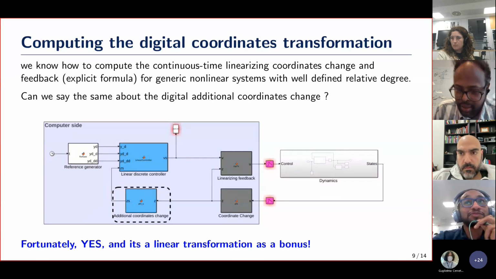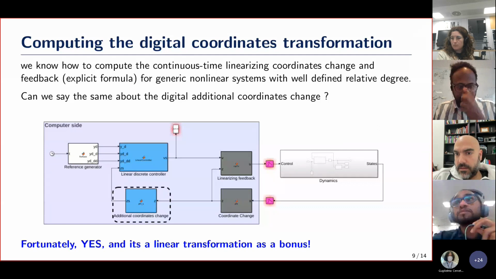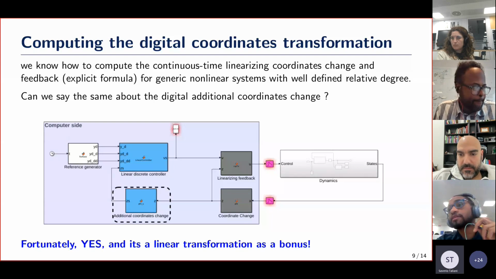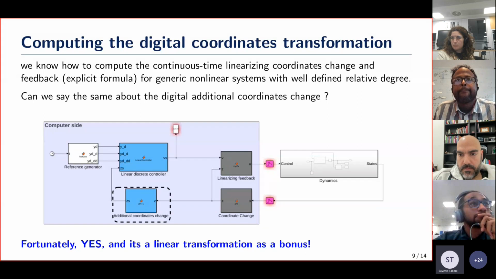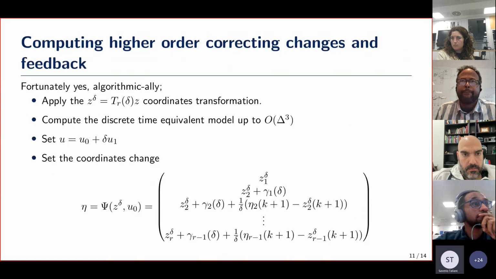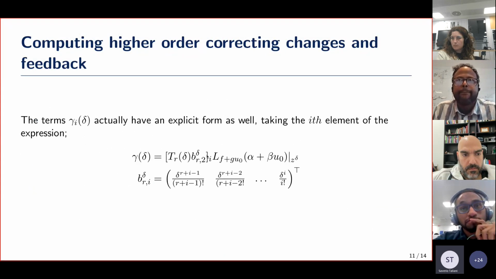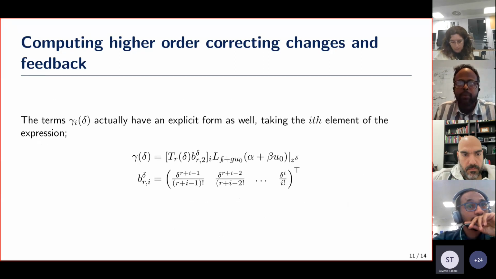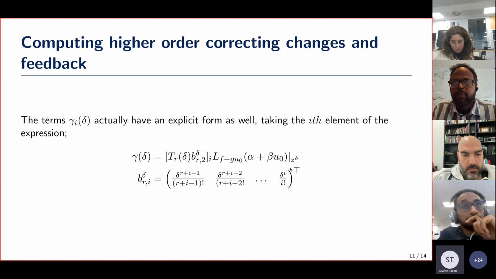Okay, I would like to ask something about the gamma function that you use to change the coordinates at the end. If I understood well, you said that you can go higher than the relative degree in the derivative extension in this case. So you can go higher until you have a possibility to differentiate the dynamics, of course. Right? Yeah.